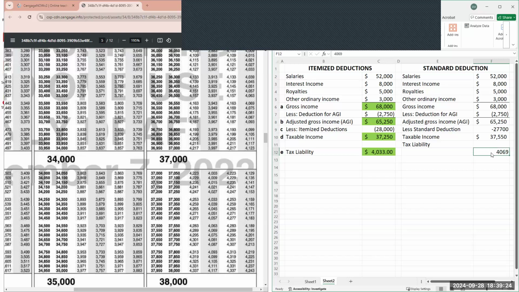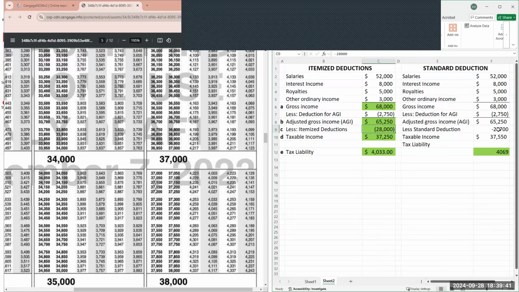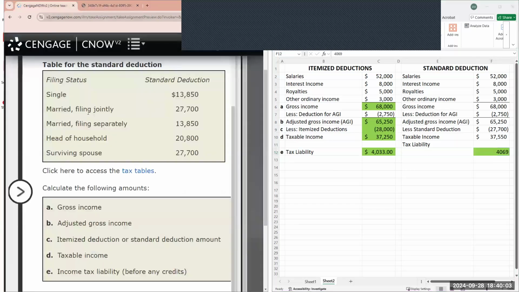Again, this is a small difference, but imagine if you're dealing with hundreds of thousands of dollars. That is why we take the greater of the two. We take whichever is going to reduce our tax liability. In this case, we claimed the itemized deductions of 28,000 because it was greater than the standard deduction, which was only 27,700. Our taxable income was 37,250, which gave us a tax liability of 4,033, versus if we claimed the standard deduction, which left us with a taxable income of 37,550 and a tax liability of 4,069.